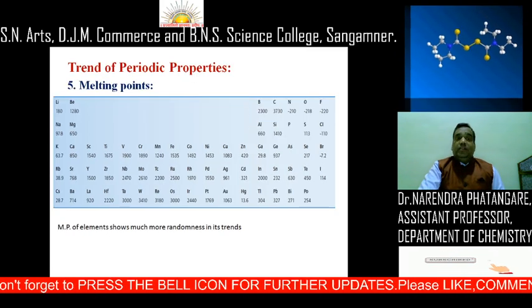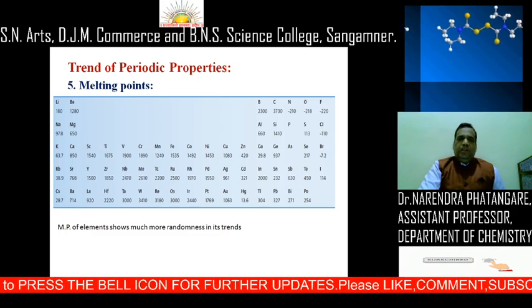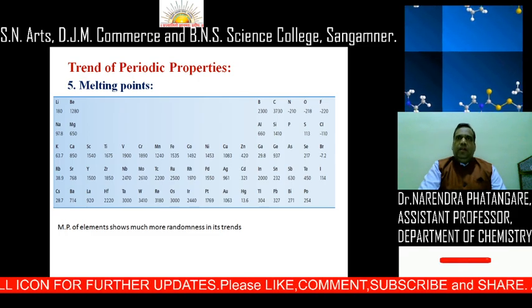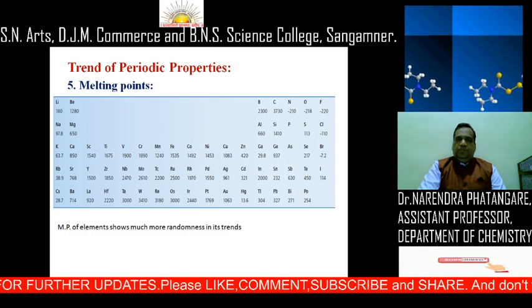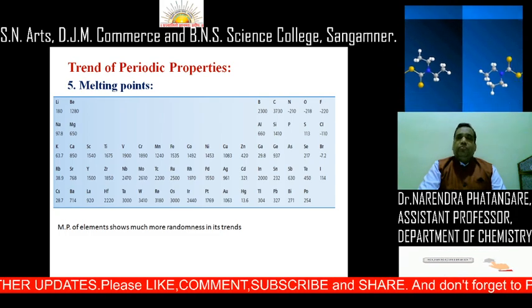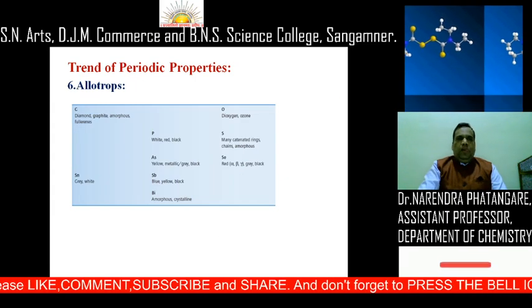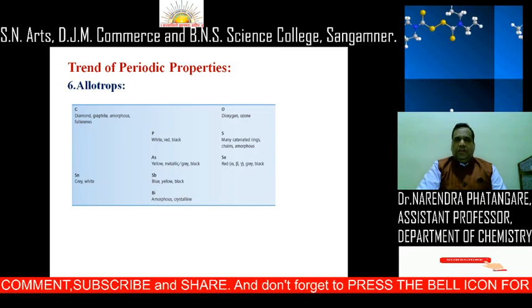The next is the melting points. Melting points of elements show much more randomness in their trend. That's why we are not able to explain or make any thumb rule in the case of melting points.